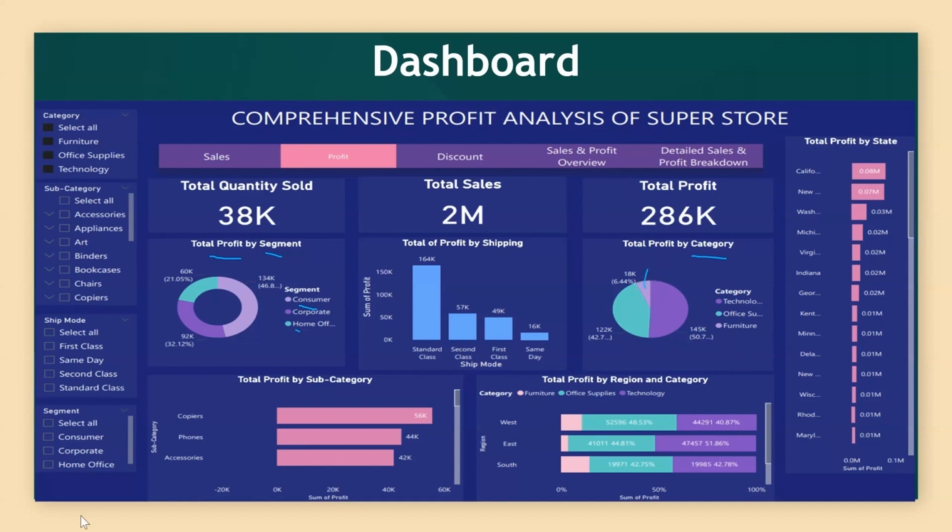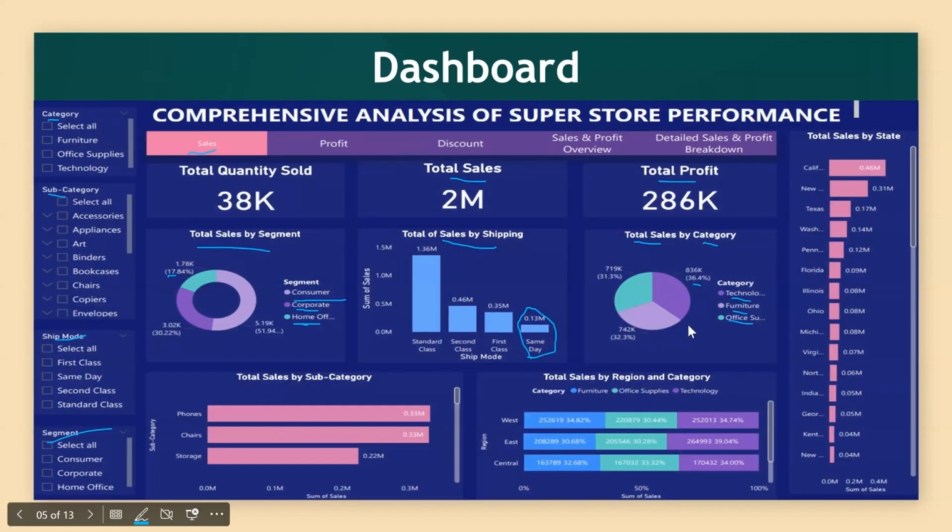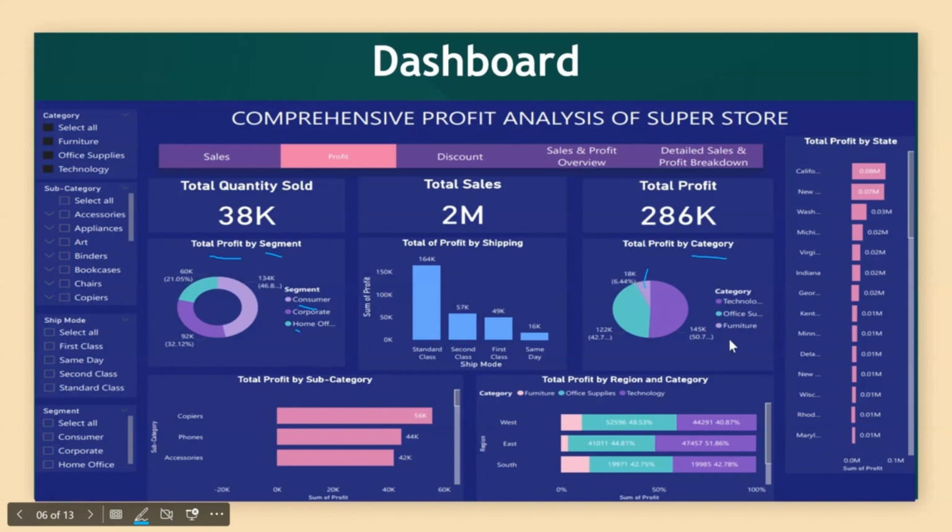But in the previous sales, we could see that all three categories shared almost 30%, nearing 30. But here, when it comes to profit, furniture is very low, at 6.44%. So we need to focus on furniture because it has some problem here.